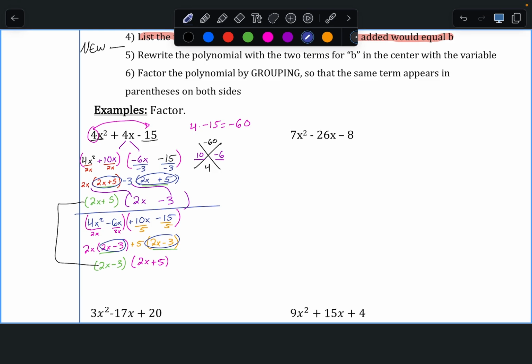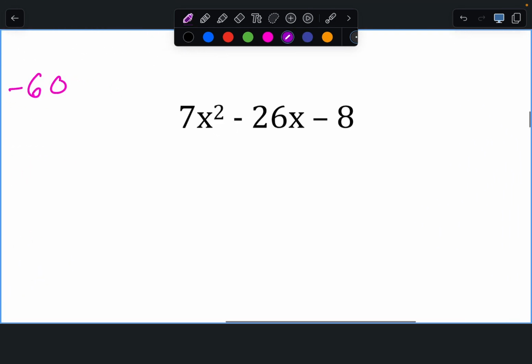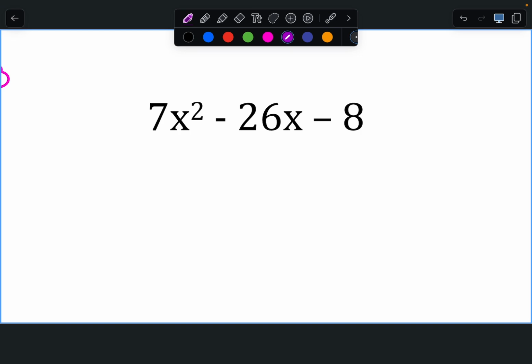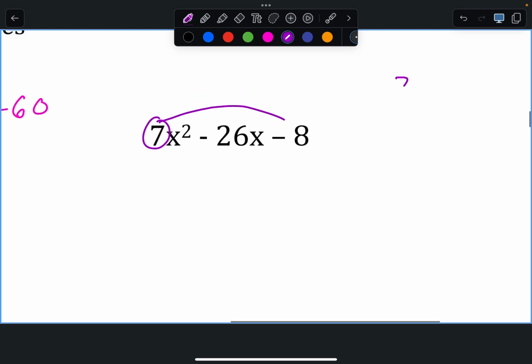So we're going to go through 3 more problems, talking about splitting the middle. Again, just like slide and divide, the first step is to do what? Multiply the outside, so my 7 and my negative 8. 7 times negative 8 gets you negative 56. So again, I'm looking for factors of negative 56 that are going to add to negative 26.